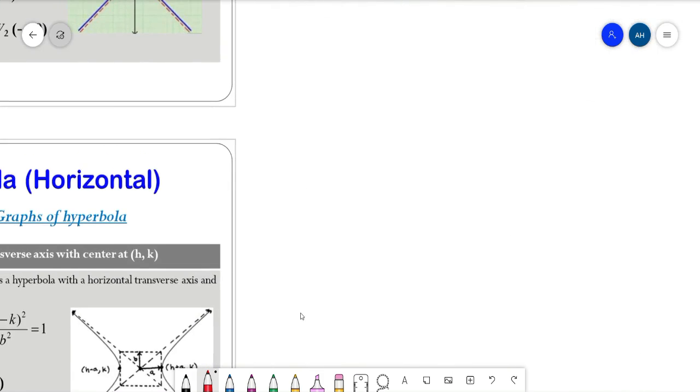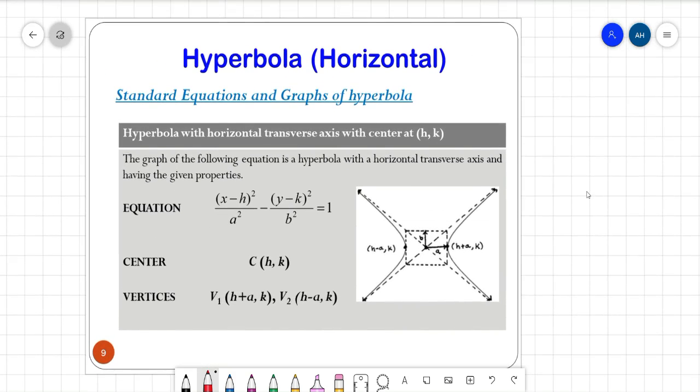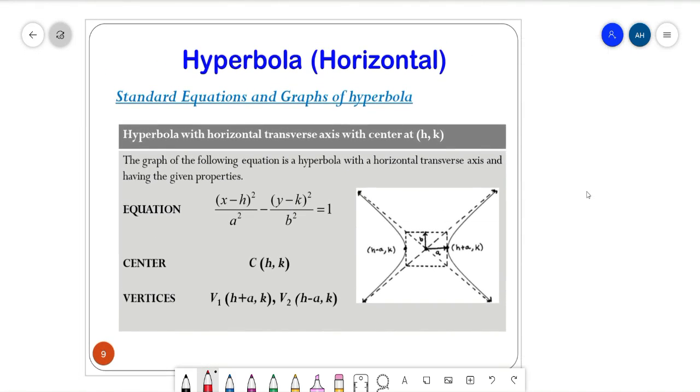Now the next type of hyperbola is a hyperbola having center at point h, k. Center at h, k, not only at 0, 0. When the center is at 0, 0, at the origin, that is a special case. But sometimes the center can be anywhere in the coordinate system. For example at 1, 4, or maybe at -7, -2, and so on and so forth. It can be at any point.